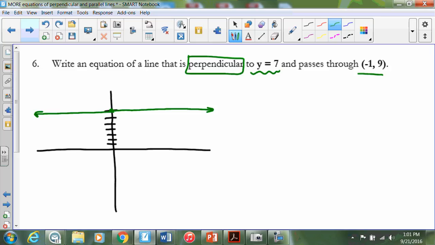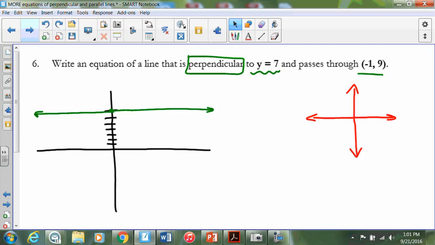Now, we want to find a line that's perpendicular to that. And I should have stopped when we talked about perpendicular, but I'm assuming that everybody knows what perpendicular lines look like. Like the x-axis and the y-axis are perpendicular to each other. The wall and the floor, they're perpendicular to each other. The ceiling and the floor are parallel. Ceiling and the wall are perpendicular unless you're in my classroom where we have the vaulted ceilings. And that's another story.